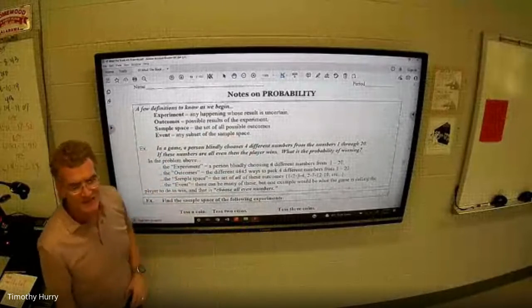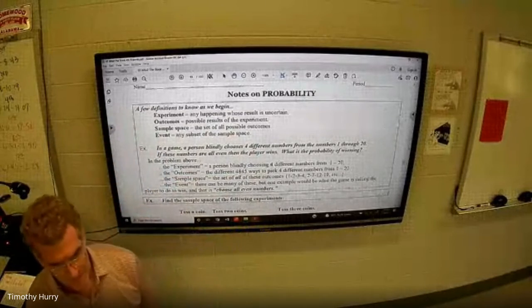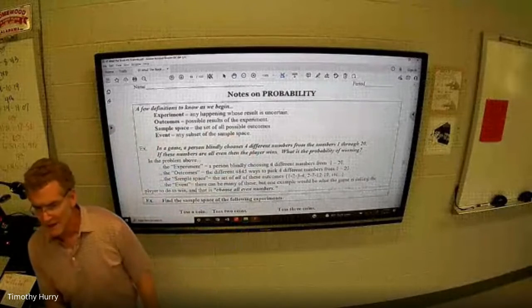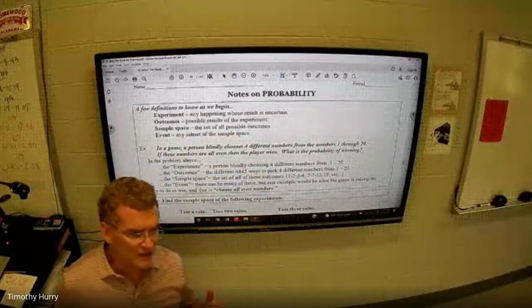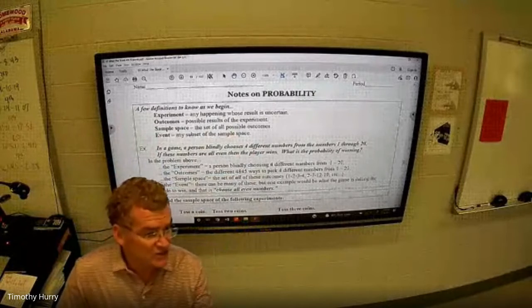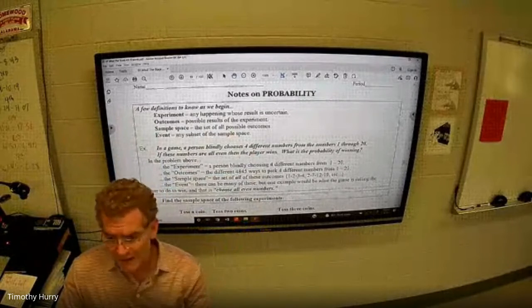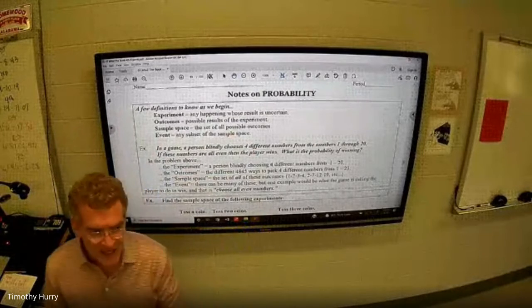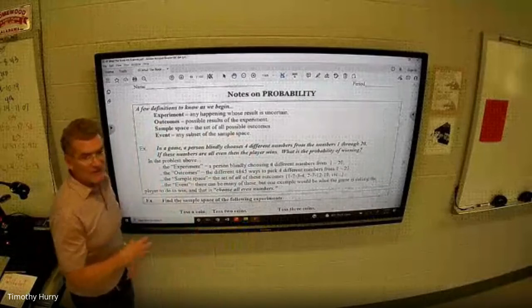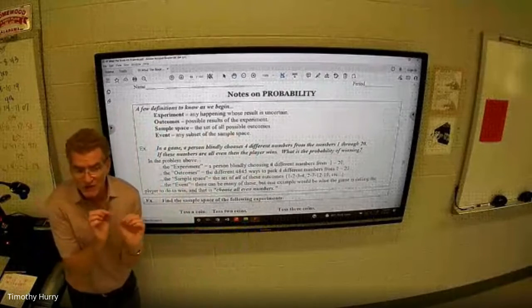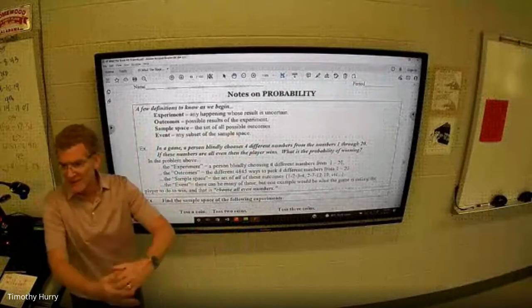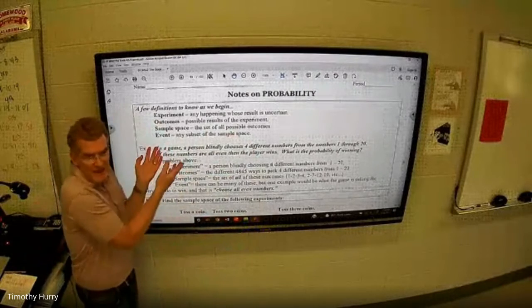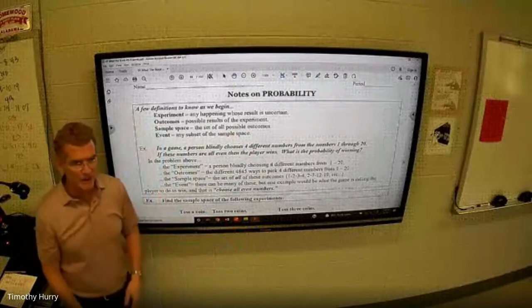An event is a subset of that. So an event would be something like, we're going to roll a die. What's the probability of getting a 3? So not necessarily the answer, but the idea is what I'm specifically asking you about that experiment, that particular thing I'm trying to find out with each of these problems. That would be the event of which I'm trying to calculate the probability.